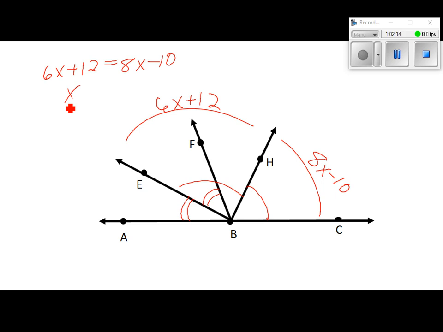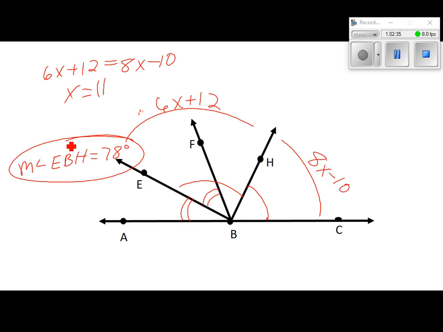It's 11. Write it down. 11. Anybody else get that? Yeah. And they ask us the measure of angle EBH. That's this angle right here, right? So we plug in 11. 78 degrees. So the answer is 78.